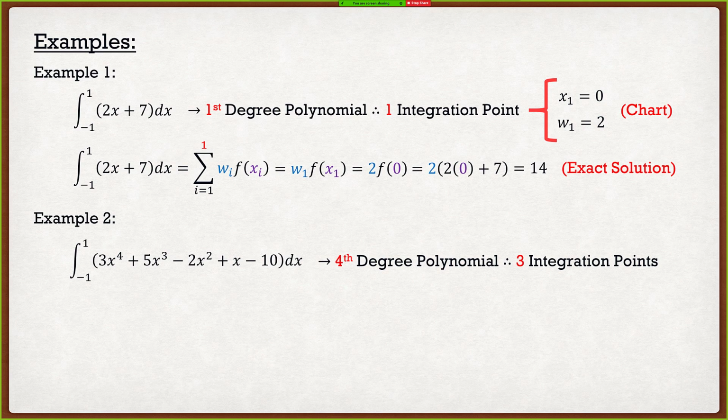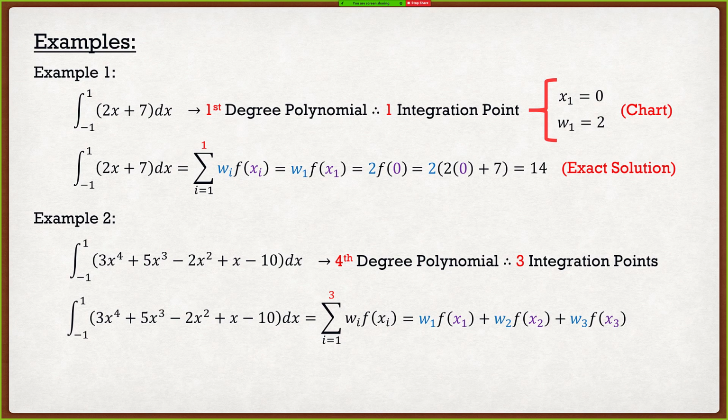All right, so if we move on, you guys are right. It's a 4th degree polynomial, so it's going to have 3 integration points. So we're going to express that integral as the summation from i equal to 1 to 3. Remember, that n at the top of the summation is how many integration points, so since we have 3, it's going to have a 3 at top. Therefore, this integral is simply w1 times f of x1 plus w2 times f of x2 plus w3 times f of x3.